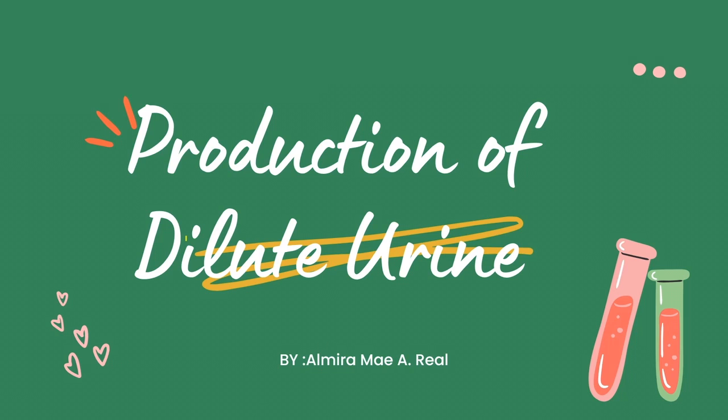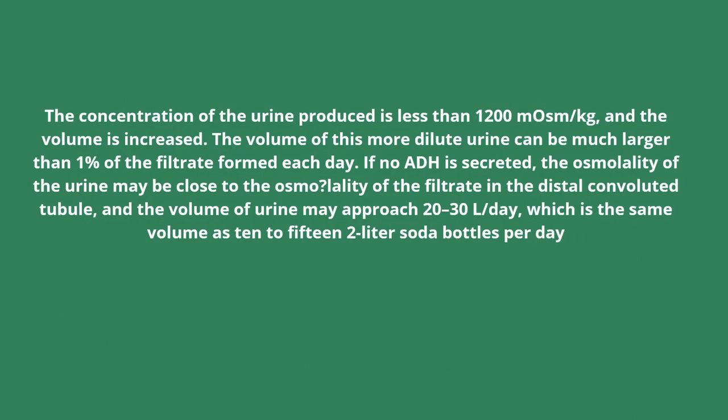So our topic for today is the production of dilute urine. If ADH is not present or its concentration is low, the distal convoluted tubules and collecting ducts are less permeable to water. This lowered permeability reduces water absorption. So the concentration of urine produced is less than 1,200 mOsm/kg and the volume is increased.